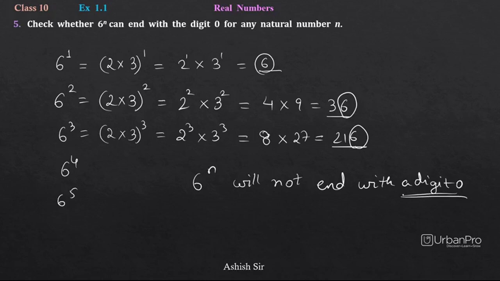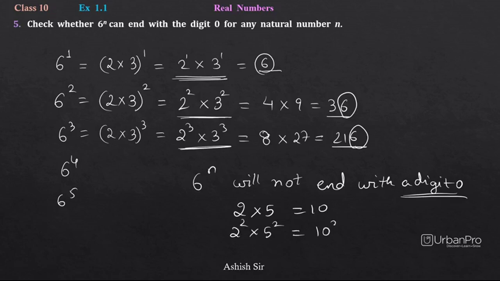Now, the answer we can get here in the factors itself, because the factors carry only 2 and 3. To end with 0, it should have factors 2 and 5. 2 and 5 is 10, 2 to the power 2, 5 to the power 2, that is 10 to the power 2. So always if they have a factor 2 and 5 only, then only it can end with 0. Otherwise, it will not end in 0. Here, as the factors are 2 and 3, so it will end in 6 here.